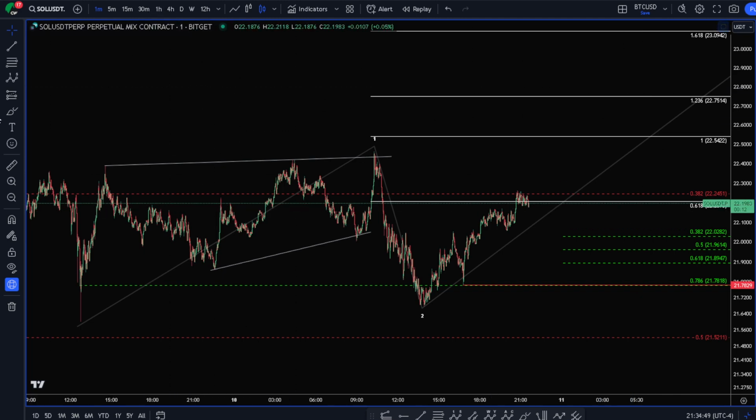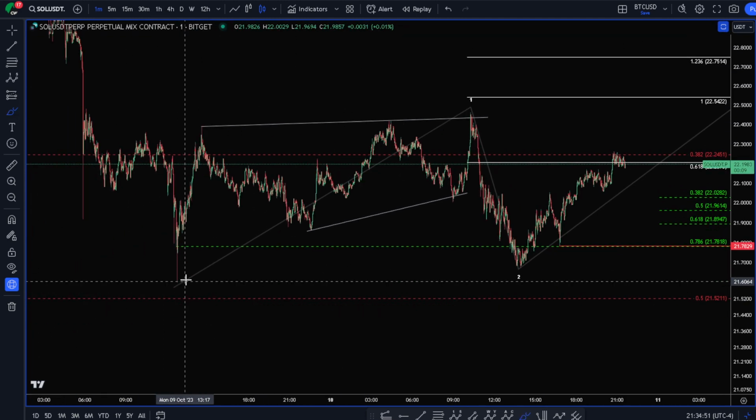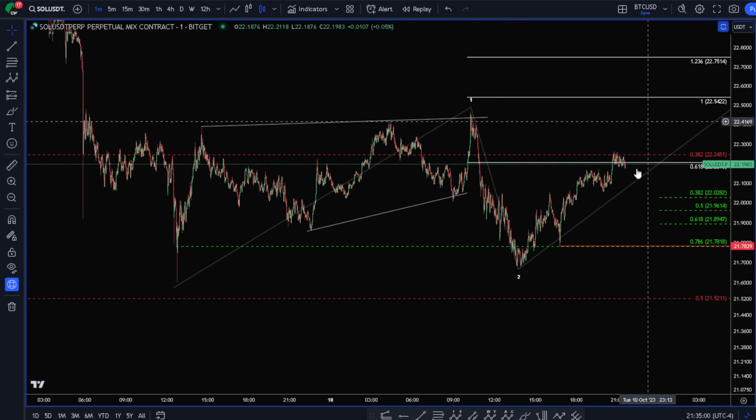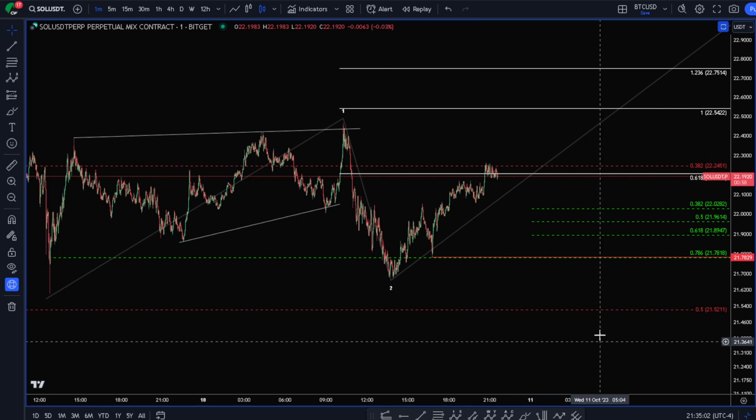My only concern is if this just stops at the 1-to-1 extension here of this first wave, that could just be a flat pattern to the downside. But I will raise that stop once we get up there, and I'll be at least break even in this trade.